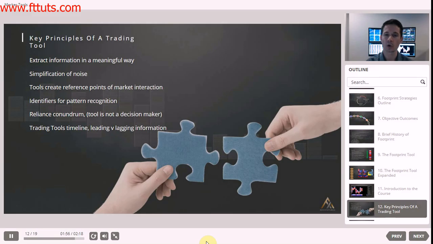Now, over the next couple of slides we're really going to drill down into this concept of lagging versus leading information. I'm going to show you across a number of different trading tools how the footprint is effectively very superior in a number of ways relative to some of the traditional tools.